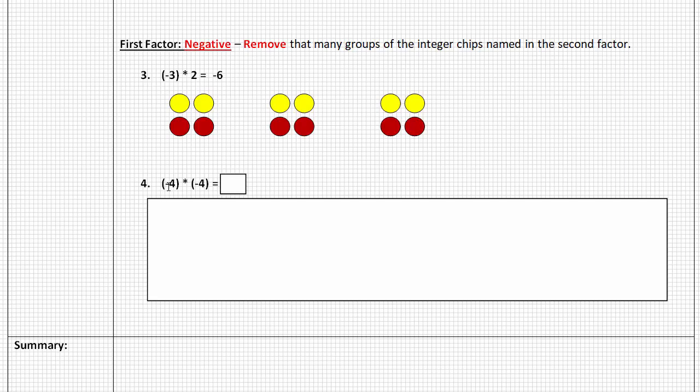So for our second example, we're looking at negative 4 times negative 4. So once again, since our first factor is negative, we need to remove that many groups. We don't have any groups, so we have to put 0 pairs on. So we're going to put 4 groups of 4 0 pairs.